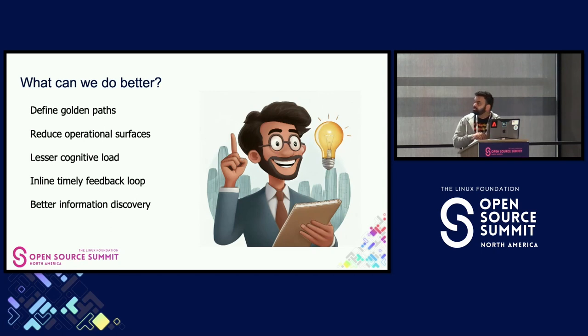You need to reduce operational surfaces. There are plenty of hops that we, as developers, are jumping through. What if we can reduce those operational surfaces? We also need to reduce the cognitive load, so developers don't need to go to different places to get the information. And the most important thing is, what if, as a developer, I can get a timely feedback loop? When I'm performing a software delivery or trying to deploy a change, it would be better if I can get the timely feedback loop within my IDE, along with better information discovery. So again, it goes back to there should be a defined path. What do I need to take action on, and how do I go about it?